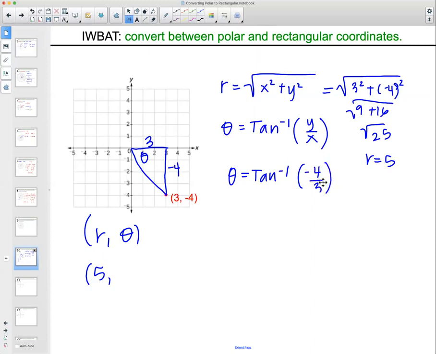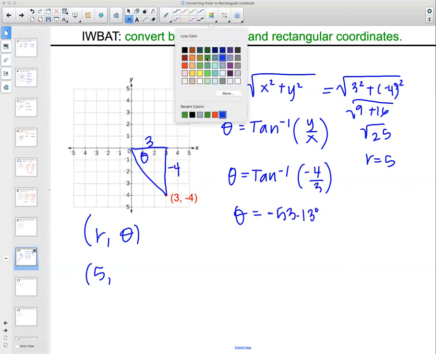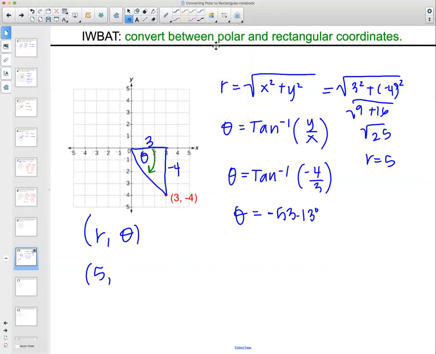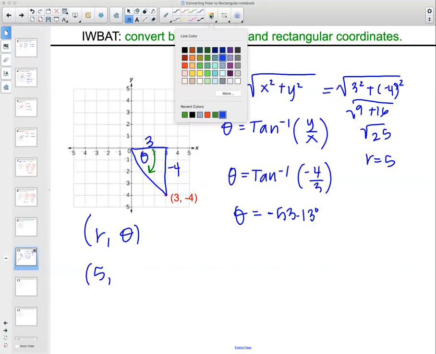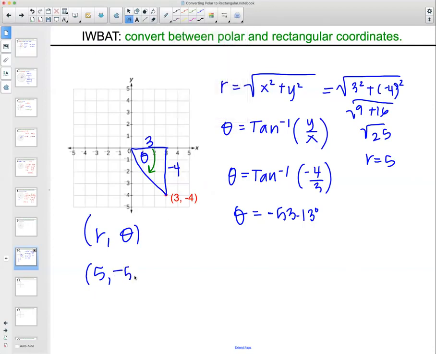Okay, and as you do that, then you can just type it in your calculator. And get negative 53.13, which matches this angle. So this could be negative 53.13 for sure. Okay, so that's fine on your test or your quiz. That's going to be totally acceptable. So negative 53.13 degrees. And so we've got the radius and then the angle.